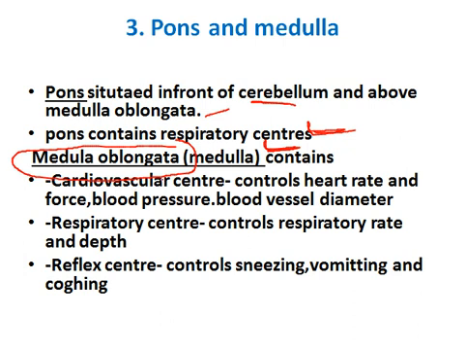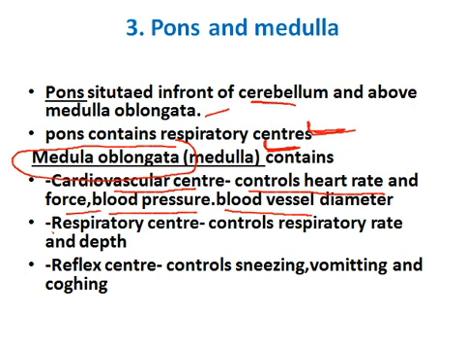Then in the medulla oblongata you can see different types of centers which control functions. First one is the cardiovascular center. The medulla oblongata has the cardiovascular center, very important, because it will control your heart rate, its force, your blood pressure, and your blood vessel diameter, whether constriction or dilation. So the cardiovascular center is in the medulla oblongata, very important.